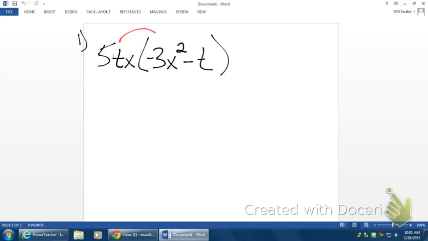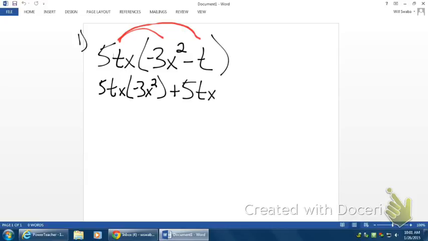So when you go to distribute this, we know we're going to multiply this 5tx times everything inside. All right? So this is a 5tx times negative 3x squared. And I'm also going to do plus 5tx times a negative t. Make sure you keep that sign in front of that t. Okay?